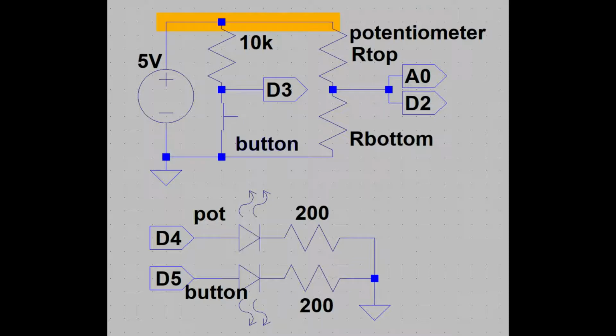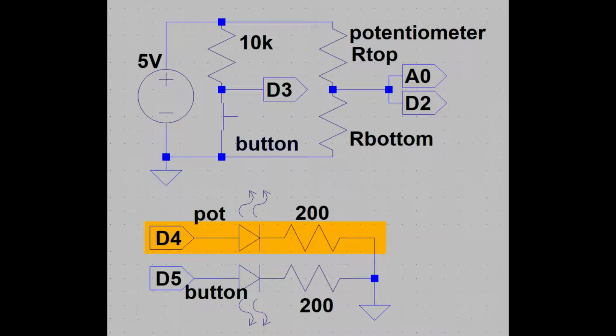Here's our power wire connecting 5 volts to the 10K resistor and the potentiometer. This whole segment is the 10 kiloohm resistor and the push button, with their junction connected to digital input 3 on the Arduino. Here's the potentiometer, and the output of the pot is going to be connected to the Arduino's analog input 0 and digital input 2.